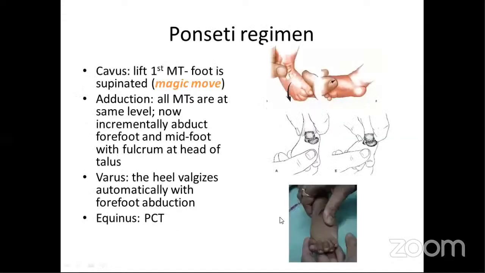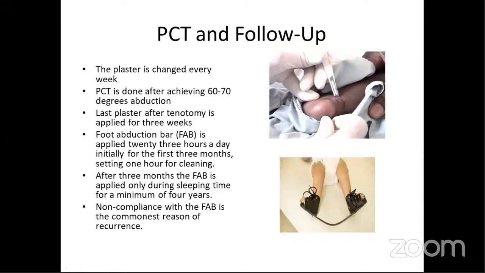So this is what the lifting of the first metatarsal was called, the golden or the magic move, right? We have already discussed it. Once we have done that, you have to just gradually abduct it till you achieve abduction of 60 to 70 degrees. This is followed by a forefoot tenotomy, right? So I'm not going into detail because you have already read about Ponseti's management, but this is important. These steps are important in the examination, right?